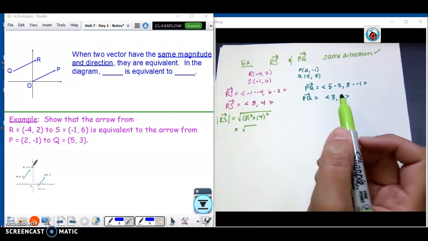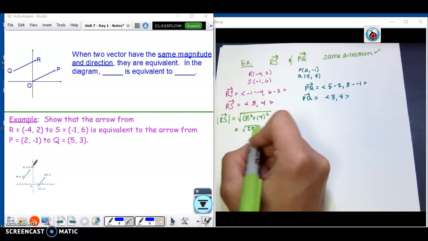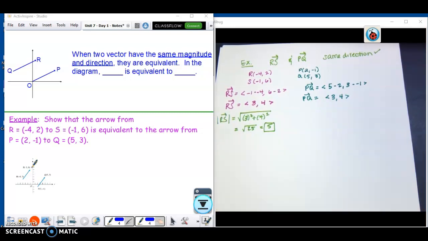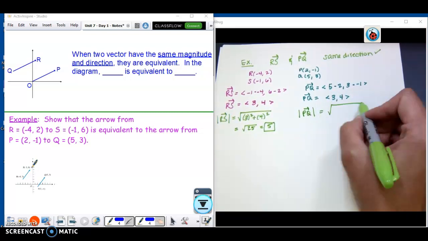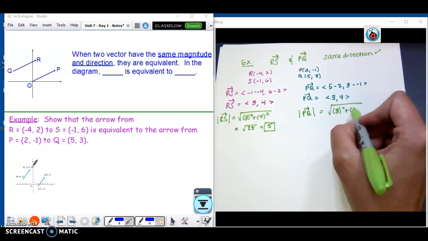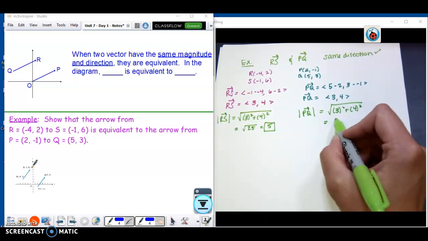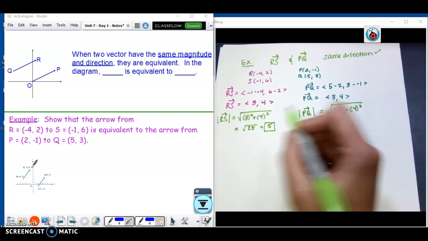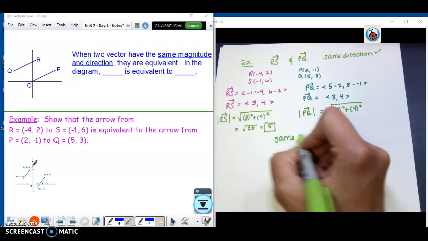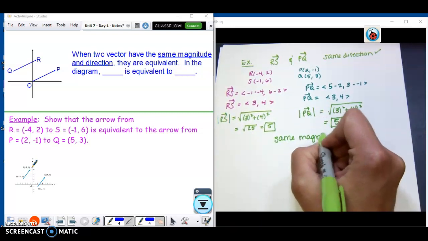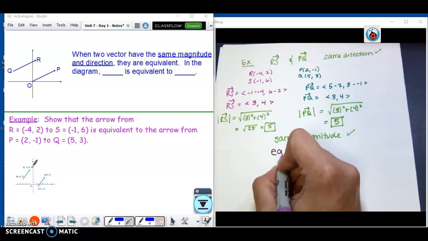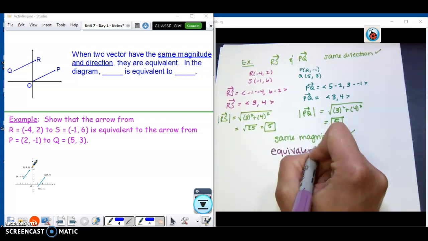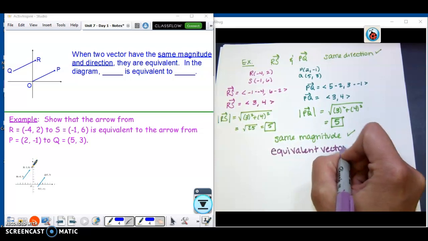So we'll have the square root of 9 plus 16, so the square root of 25, which is 5. And then if I find the magnitude of PQ, square root of 3 squared plus 4 squared, which is also the square root of 25, which is 5. So they also have the same magnitude. So because these were pointing in the same direction and had the same magnitude, we can say these are equivalent, and they're calling them arrows there, but we can say they're equivalent vectors.